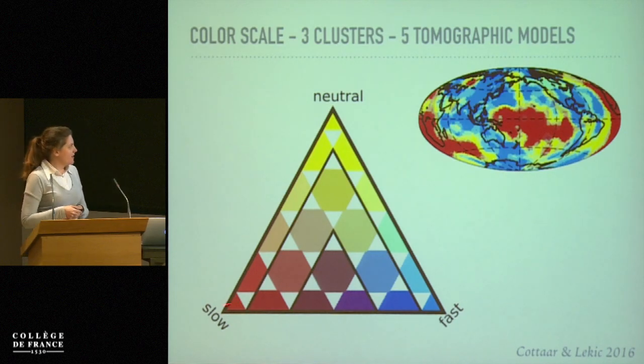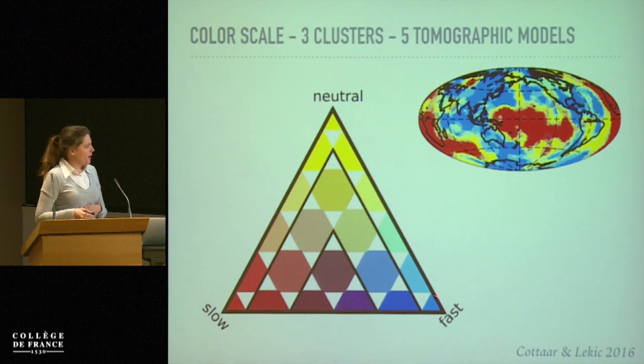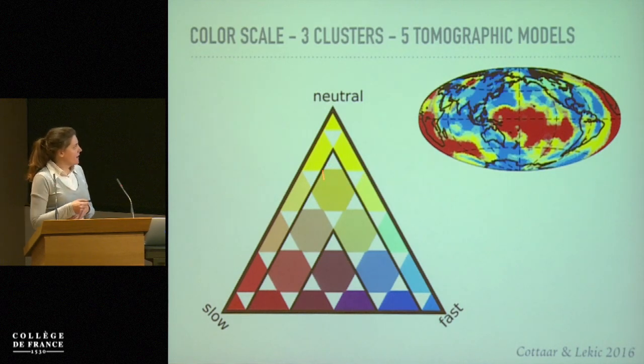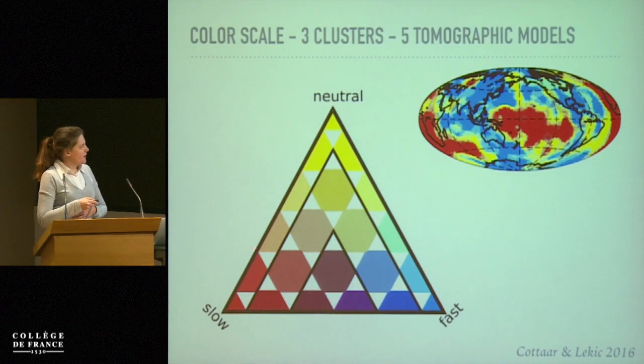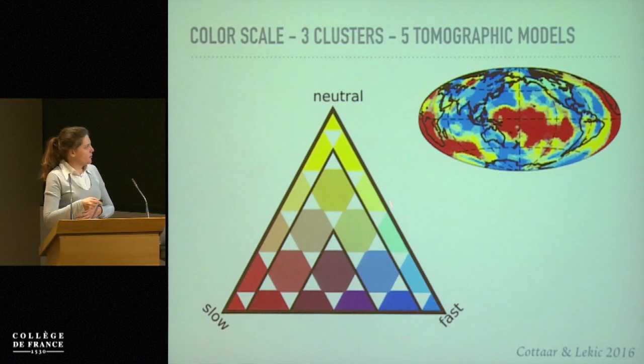The edges of this color scale show where all the models agree. So bright red, bright yellow, and bright blue is where models agree on all models voting slow, all models voting neutral, all models voting fast. And then in this outer triangle, there's the trade-off between slow and neutral and fast. So an orangish color here would mean that 3 of the models are voting slow and 2 of the models are voting neutral. And the greenish color means that 3 of the models are voting fast and 2 of the models are voting neutral.